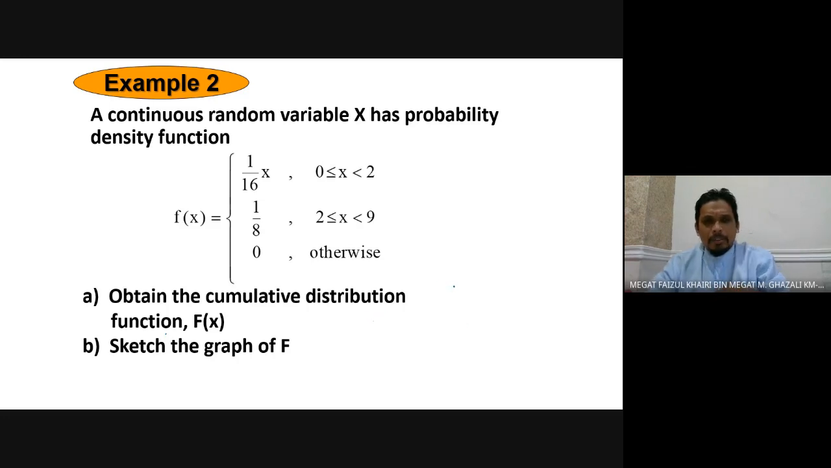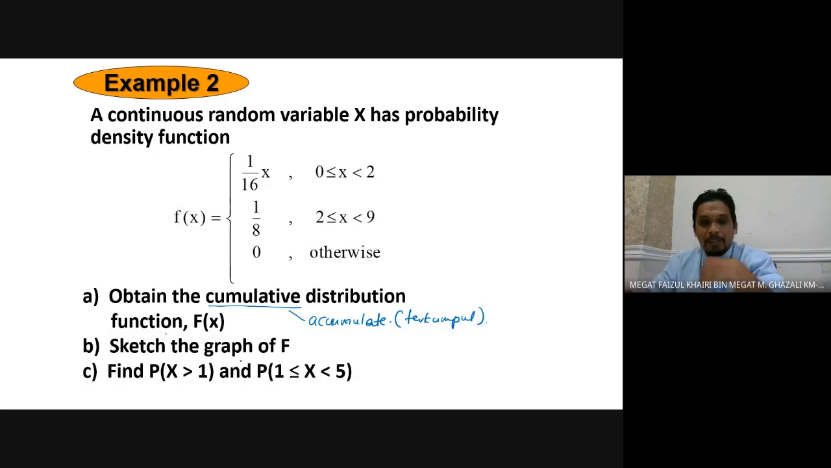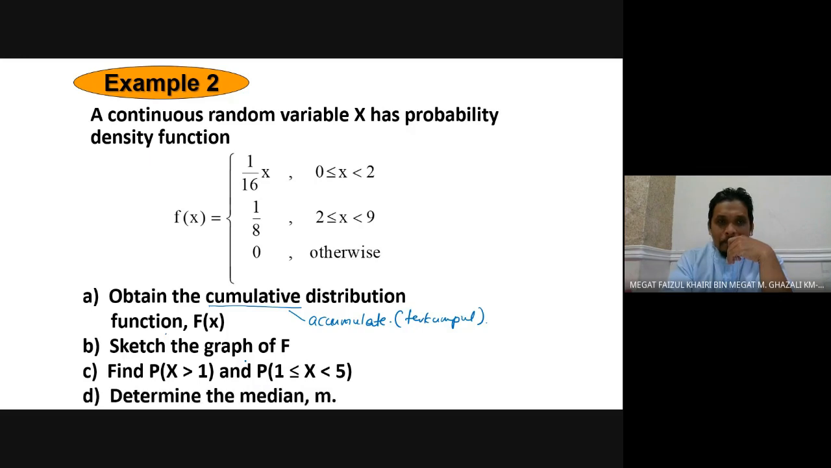So a continuous random variable x has the probability density function f(x) as given. Obtain the cumulative distribution function. Cumulative means that the function accumulates, maknanya terkumpul. Then sketch the graph of f and find P(X>1) and P(1<X<5).